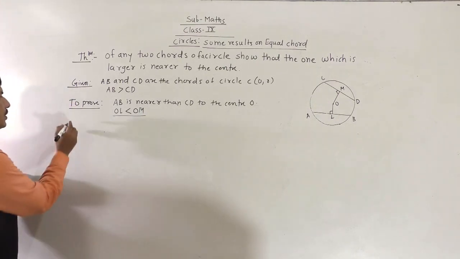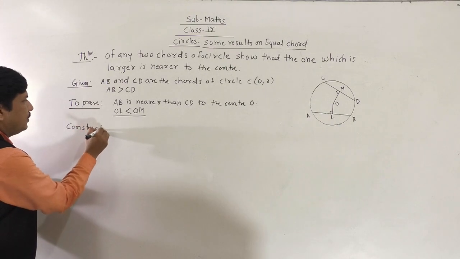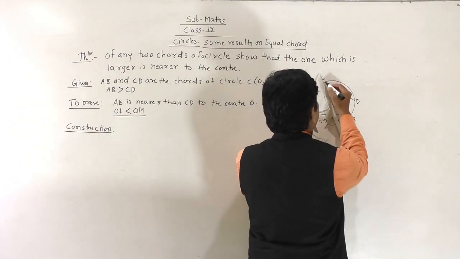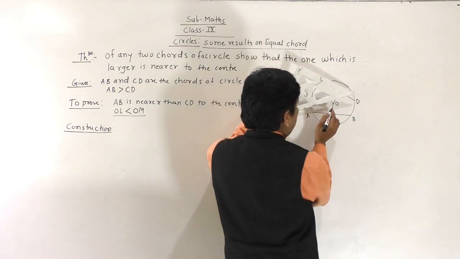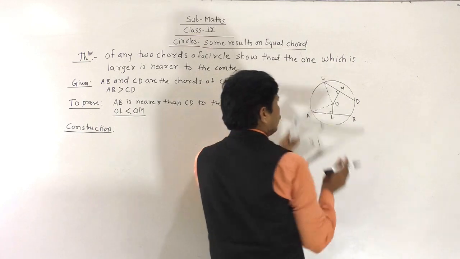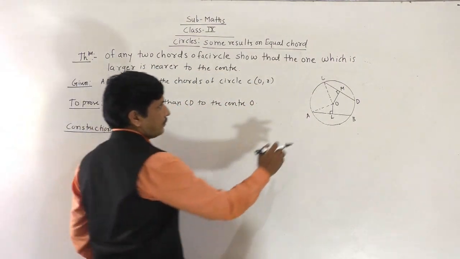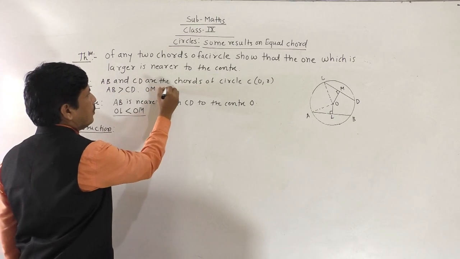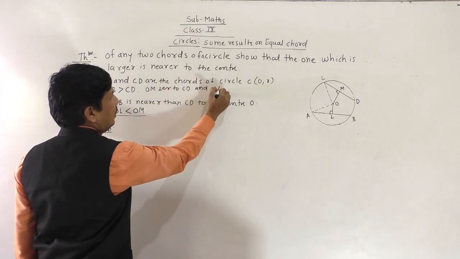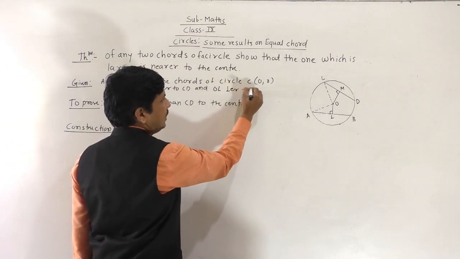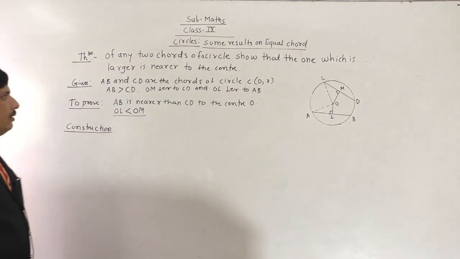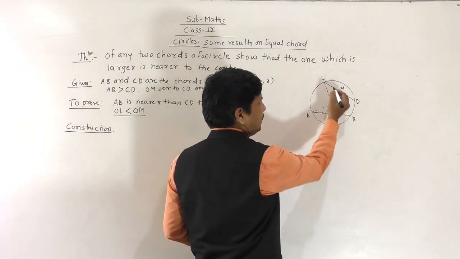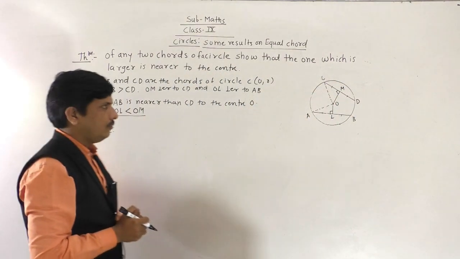Then what do we have to do now? Construction. In construction, what are we going to mention? We have to join OC as well as OA. OC and OA we will join. OM is given, so we can mention that here: OM is perpendicular to CD and OL is perpendicular to chord AB. That is given. And the perpendicular drawn from the center of a circle to a chord bisects the chord, so definitely AL and LB are equal, CM and MD are equal. So we need to take that into consideration.